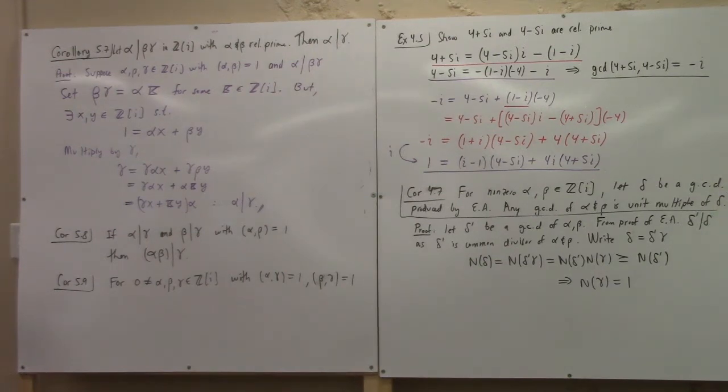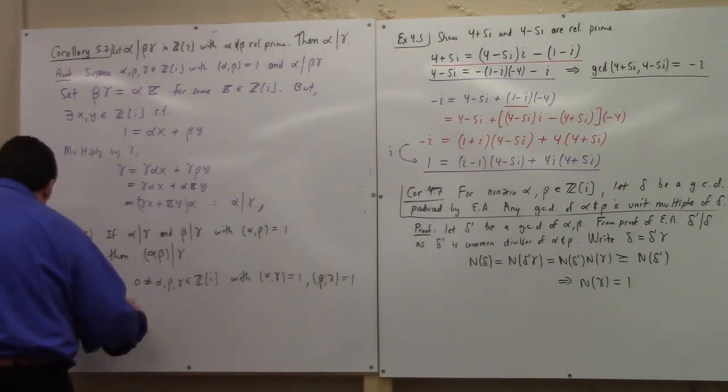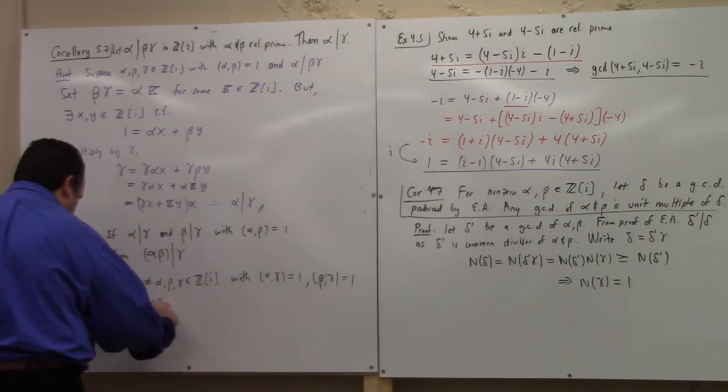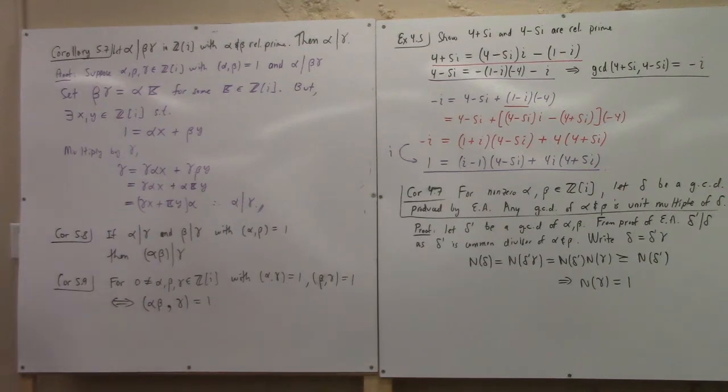Let's see here. So here's the deal: if and only if alpha beta is relatively prime to gamma. So the product of alpha and beta being relatively prime to gamma can be interchanged with alpha being relatively prime to gamma and beta being relatively prime to gamma. This is Corollary 5.9.